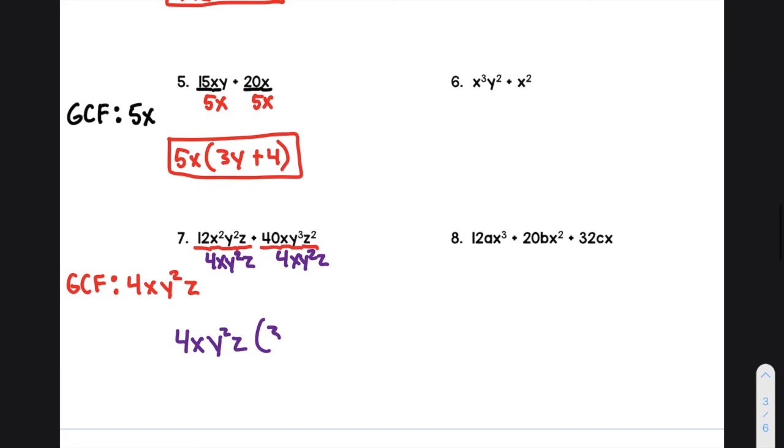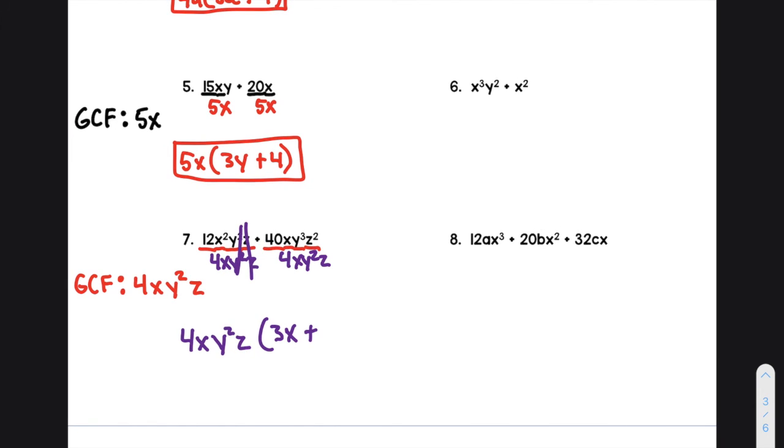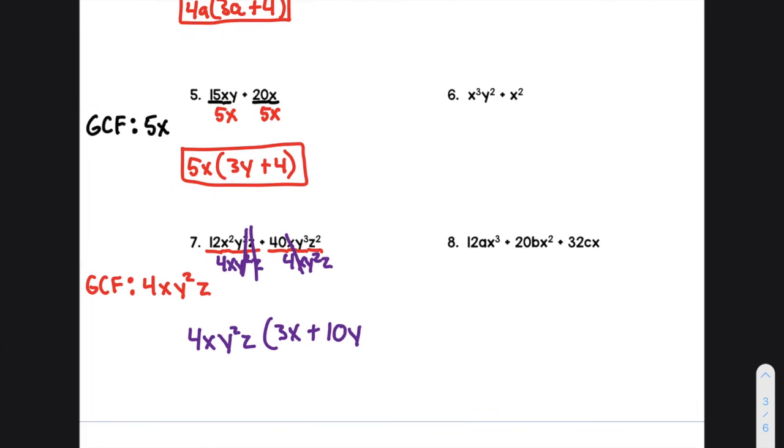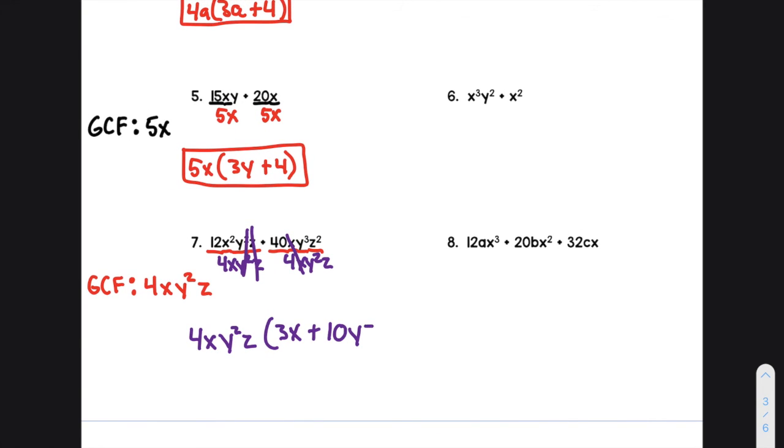12 divided by 4 is 3. X squared divided by x is x. Y squared divided by y squared is 1. Z divided by z is 1. Plus 40 divided by 4 is 10. X divided by x is 1. Y cubed divided by y squared is y. And z squared divided by z is z.